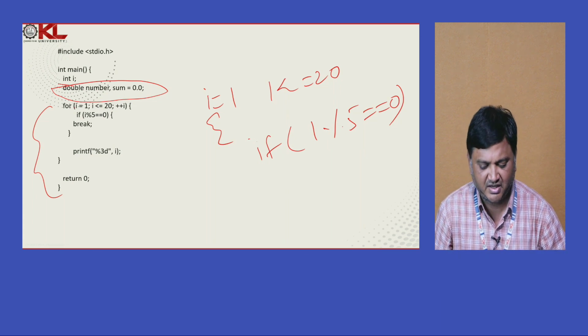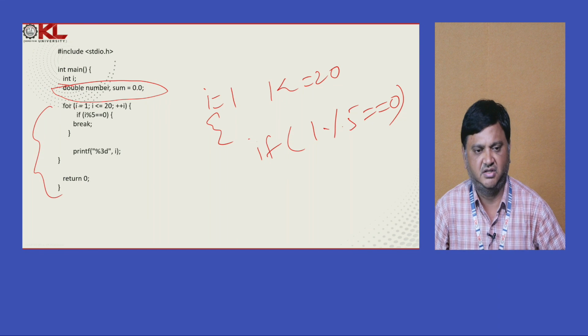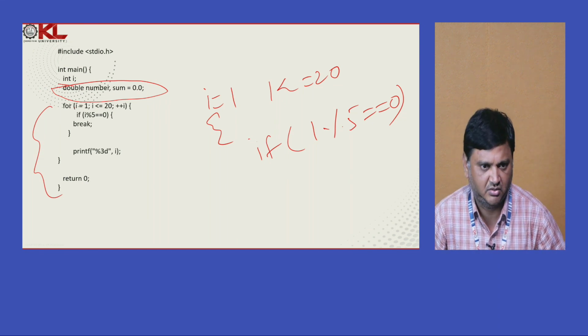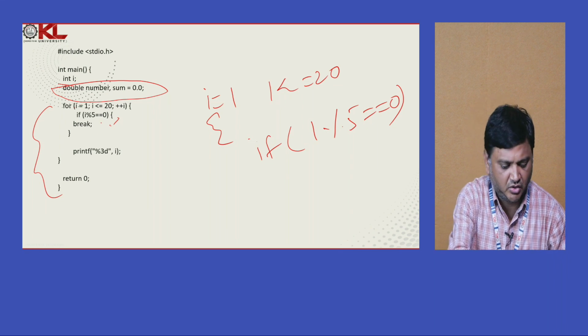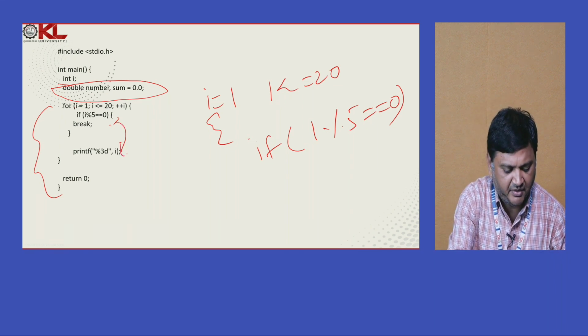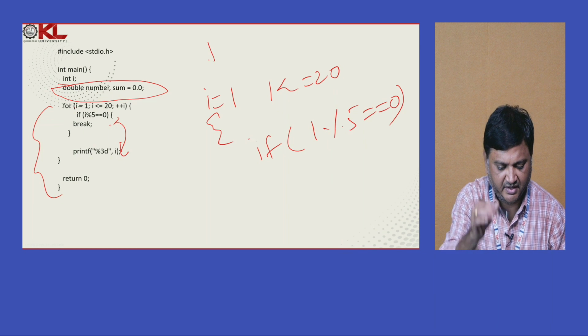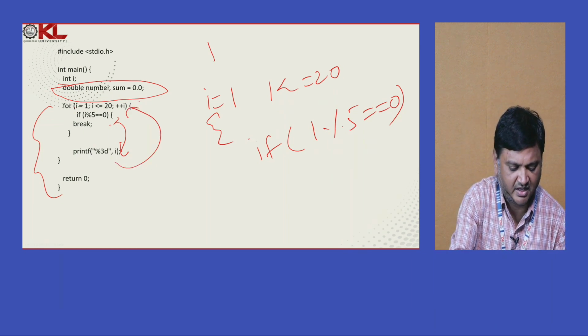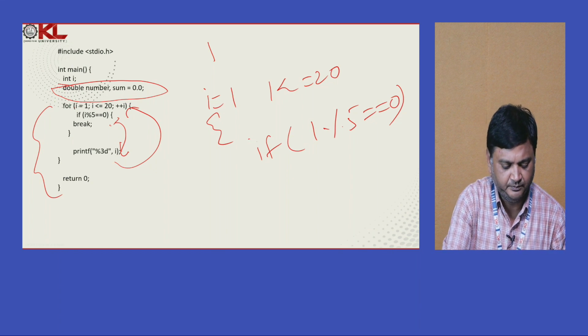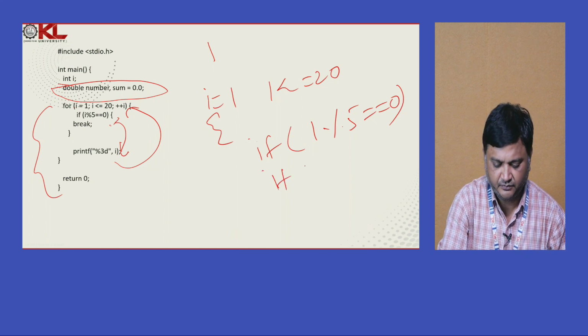Yes, most of the students are saying, sir, it's not. It is false because 1 modulus 5 is not equal to 0. Will it go inside the if, or will it come out? So it goes to the next statement in the program, print i. So 1 will be printed on the screen. After 1 is printed, i will be incremented. What is the next i value? 2.